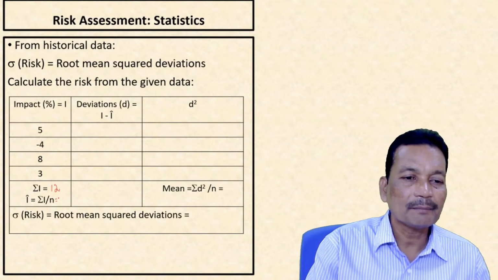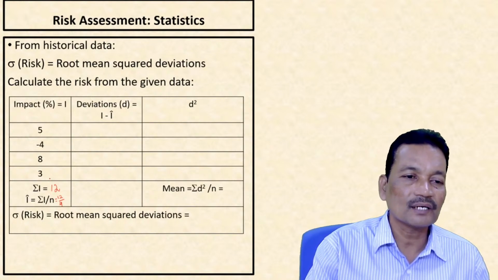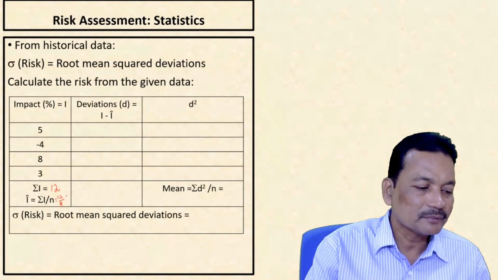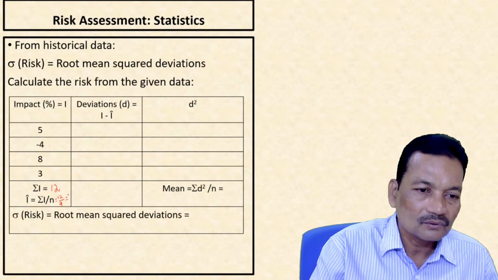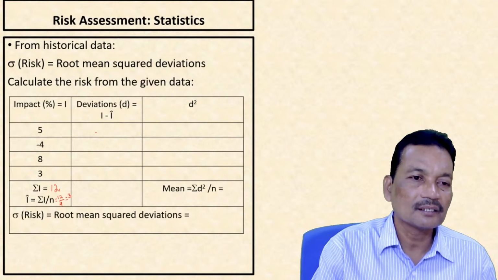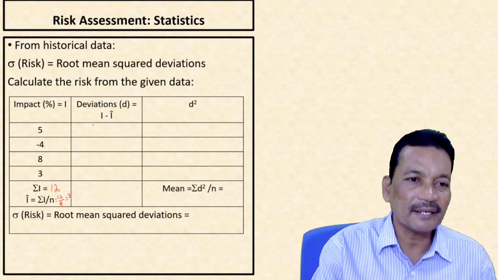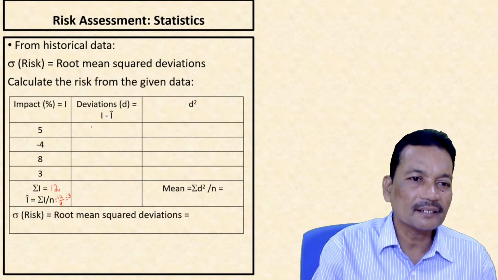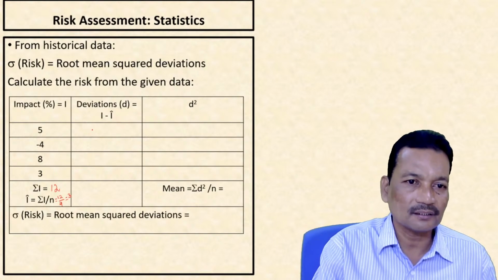Now, what is the average impact? It is 12 divided by 4. N is the number of items taken for the study. You can see 4 items. So that gives me a value of 3, or plus 3, you can say. So the average impact is 3 from the historical data, which we are going to use as the expected impact of that kind of risk in our project activity if it occurs in the future.